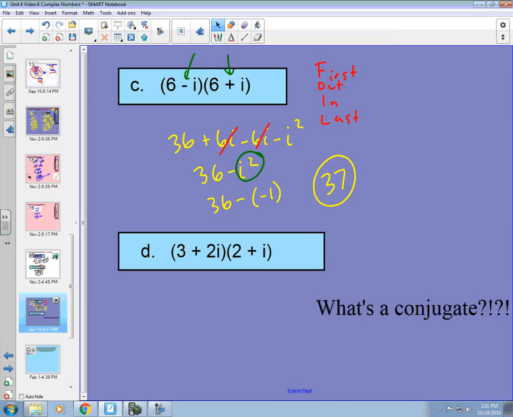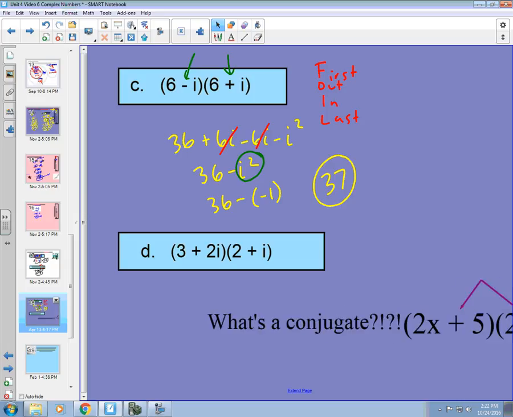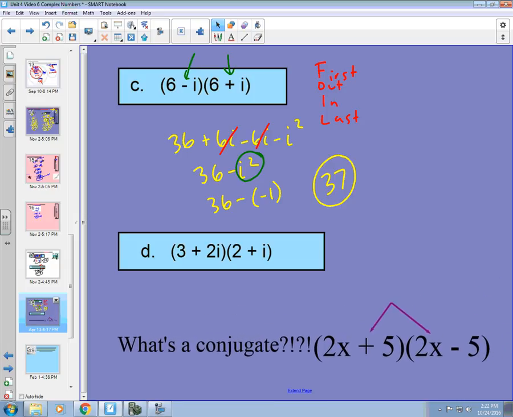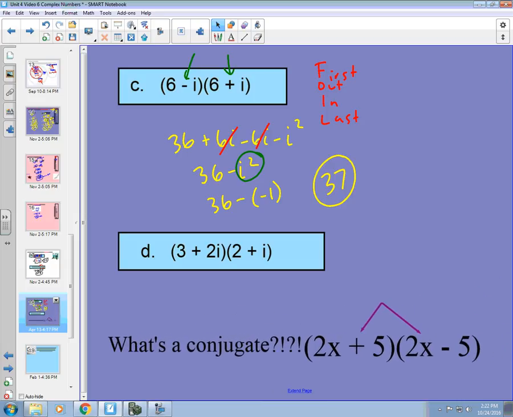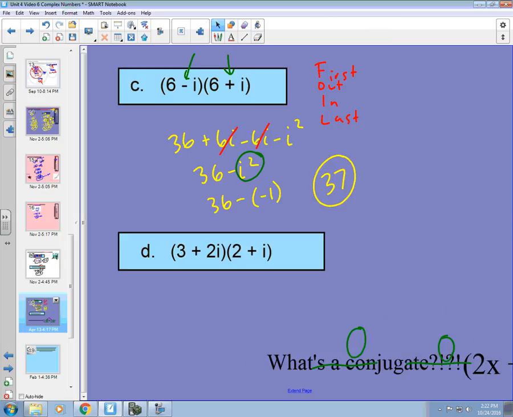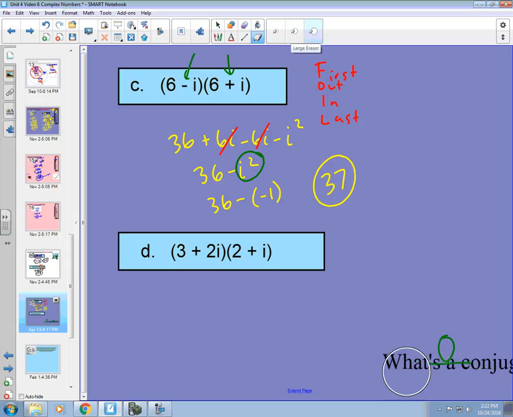When you multiply two things like that, that's called a conjugate. A conjugate is multiplying the same thing, like this one was 2x plus 5, 2x minus 5. Same thing, the only difference is the signs are different. Conjugates are going to come back again later. I just want to kind of bring that up, but that's called a conjugate. And you always get kind of a cool answer like this when you multiply by a conjugate.